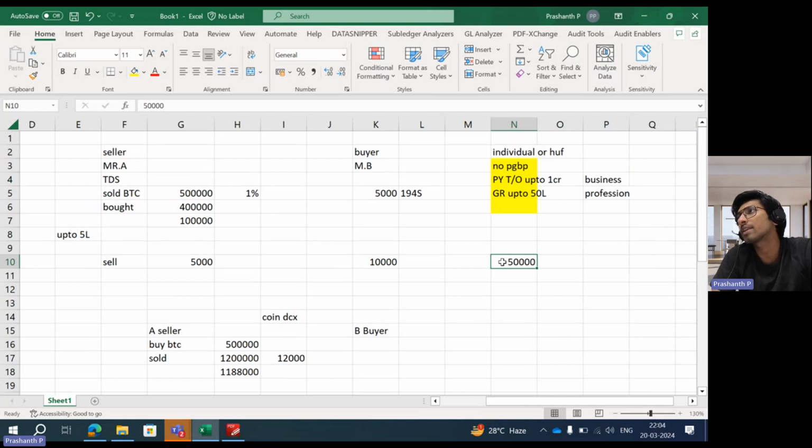Now, when should they deposit the TDS amount? If it is the 50,000 case, TDS will be deposited within 30 days from the end of the month. At the same time, if it is the 10,000 rupees case, TDS will be deposited on the seventh day of the next month. These are not important, but for MCQs it can come. So here it is 30 days from the end of the month. Here it is 7 days from the end of the month of sale. Okay, so that's how it works.